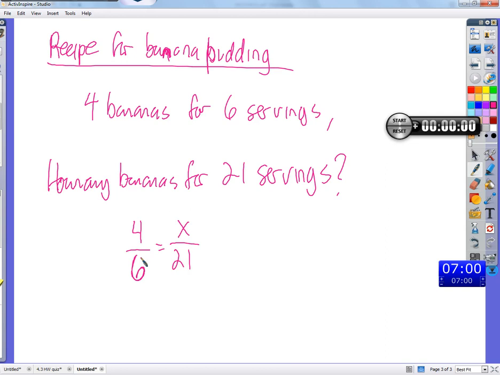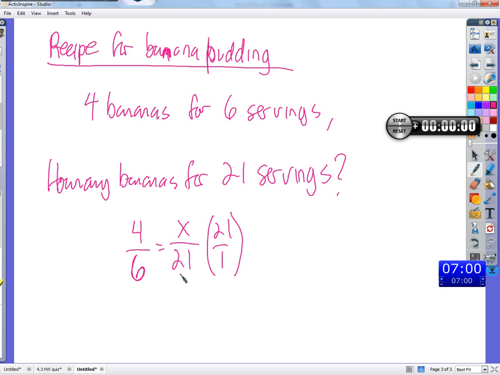Times 21 on each side. Okay, so that's a thing that we can do. It's arithmetic. Let's say 21 over 1. Well, what's that going to do over here? We get 21 divided by 21 is 1. 1 times x.